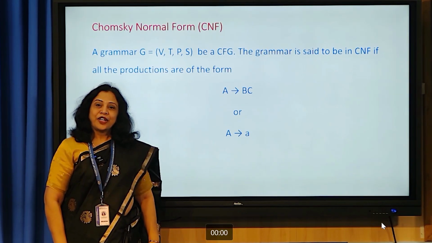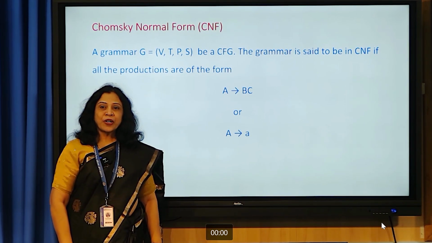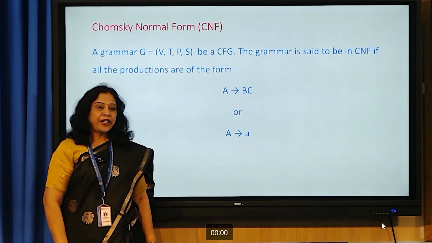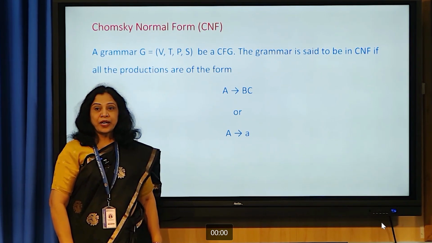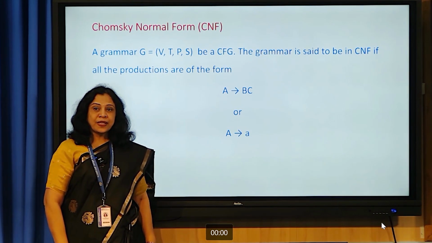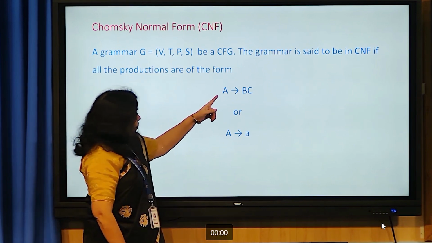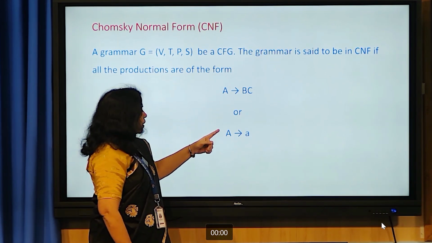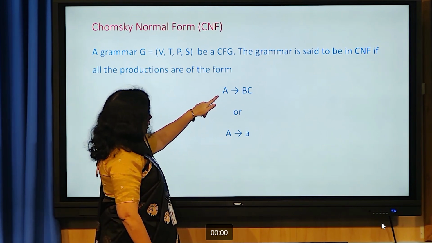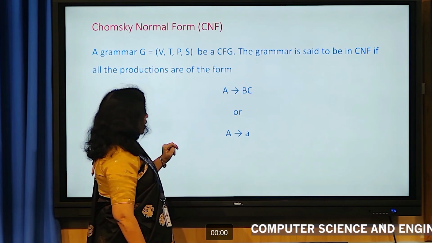Hello students, today let's discuss Chomsky normal form, in short known as CNF. A grammar G equals (V, T, P, S). The grammar is said to be in CNF if the productions are of the form A produces BC or A produces a. What we notice here is, in the left hand side there is always a non-terminal or a variable.